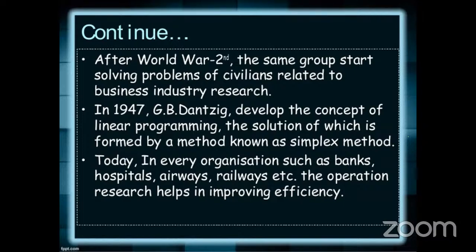So civilians, those who were having problems in their business, in their industry, found techniques. So these people, like Blackett, gave the solution in the business industries also, on how to solve their complex problems. So in 1947, G.B. Dantzig developed the concept of linear programming, the solution of which is found by a method known as the simplex method, which we are going to discuss in the subject also. So long back in 1947, when we got independence, at that moment only they developed this linear programming to solve the complex problems by the name of the simplex method.